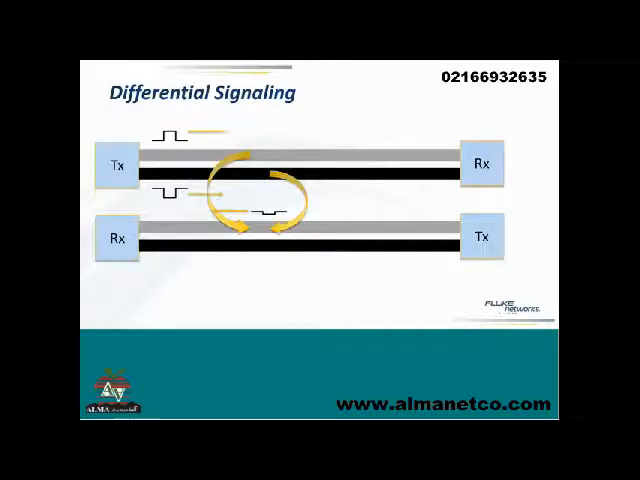Well, the smart engineers came up with this idea. They call it differential signaling. So what you do is you send a positive pulse down one wire and an exact copy but a negative pulse down the other wire. So what happens is you get two magnetic fields, but they're equal and opposite, and they cancel each other out.